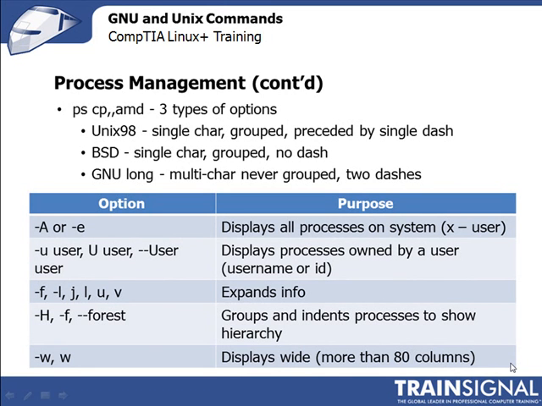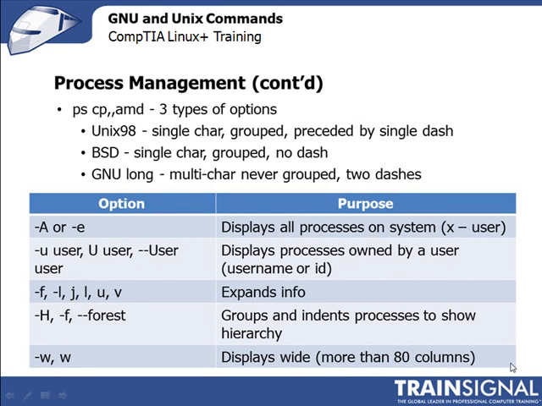So the first option, as you can tell by the single preceding dash, is a UNIX-98 type option. And that's a capital A or lowercase e, and this has to display all processes on a system. The x option can be used to display processes owned by the user who gives the command, and x can also increase the amount of information that's displayed about each process.